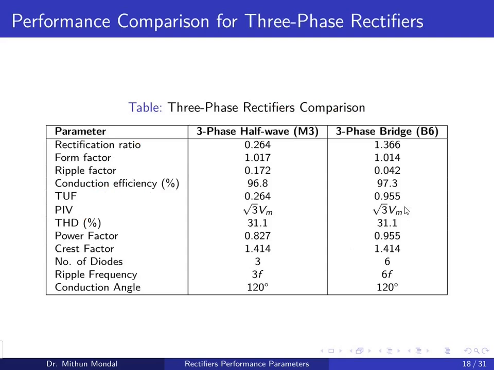The same type of comparison we can do for the three phase, with the same performance parameters. And here we have two configurations, either in the form of half wave or in the form of full wave, which is the bridge. And we can do the comparison here. So we can find that the three-phase bridge configuration, which is the full wave, is better as compared to the half wave. And again, the number of diodes will be more as compared to the half wave. So cost will be more.